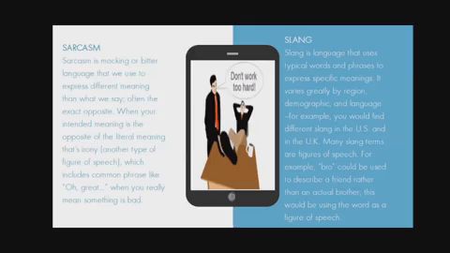Slang. Slang is language that uses atypical words and phrases to express specific meanings. It varies greatly by region, demographic, and language. For example, you would find different slang in the US and in the UK, even though they are both English-speaking countries. Likewise, teenagers and the elderly will use different slang terms, as with Spanish and English. Many slang terms are figures of speech. For example, bro could be used to describe a friend rather than an actual brother. This would be using the word as a figure of speech.